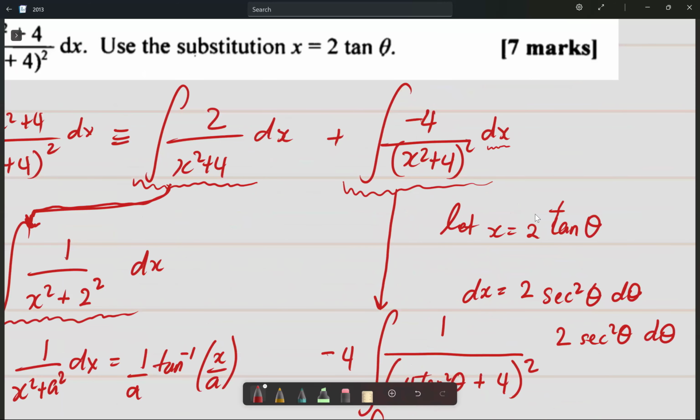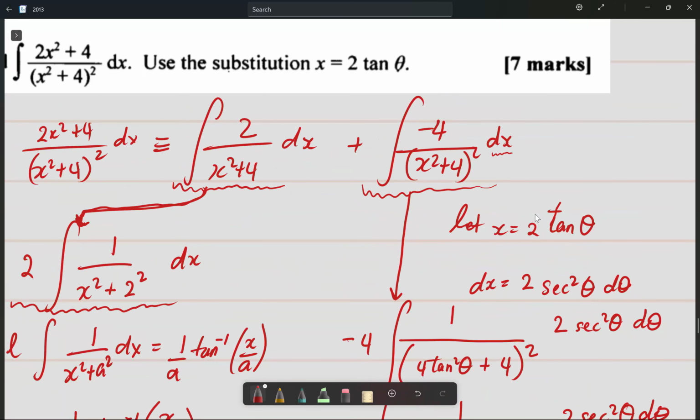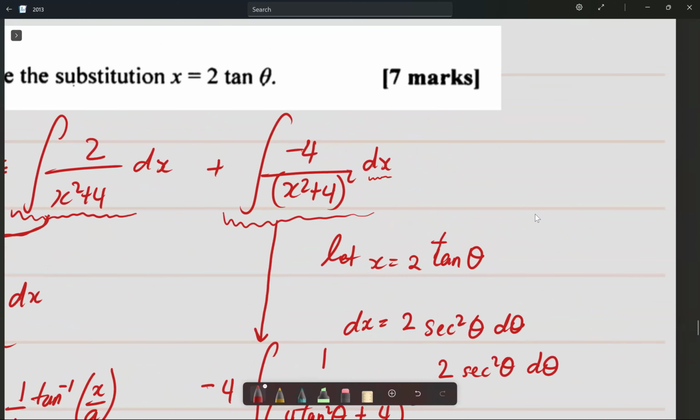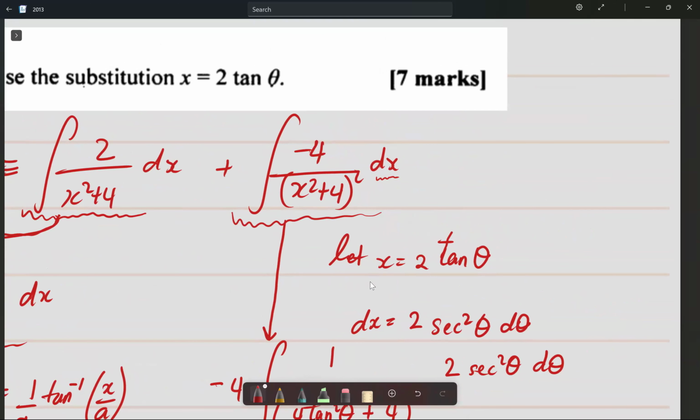We can't have theta in our answer, because we can only have x's since we started with x's in the first place. If you see sine and cosine in here, the expectation is that you should immediately draw a triangle, a right angle triangle with an angle theta. This is saying that tan of theta is equal to x over 2.